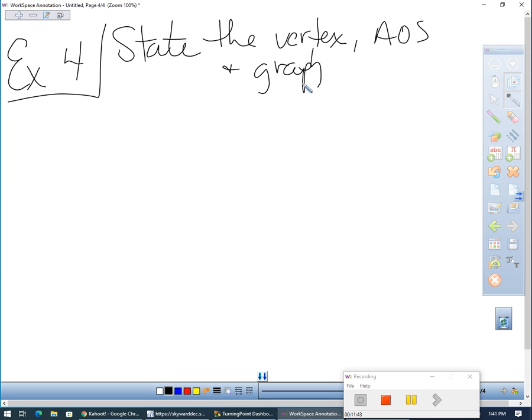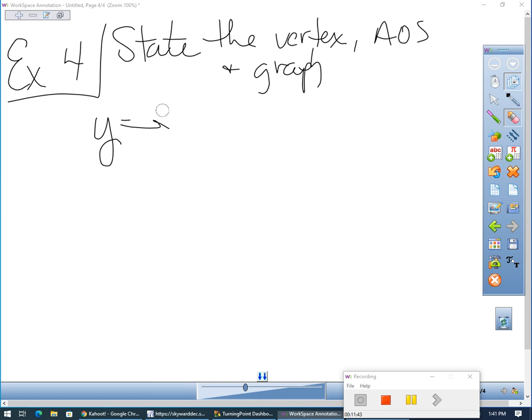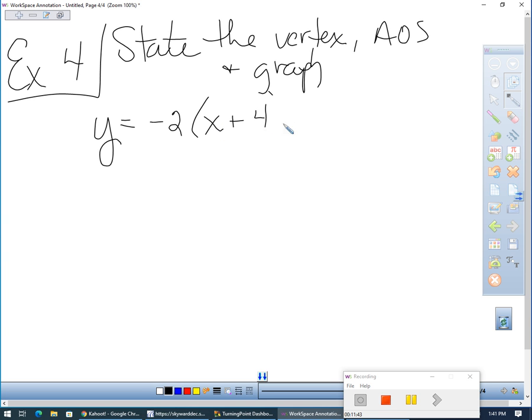And let's go with y equals negative 2 times (x plus 4) squared plus 1. So I'm making this a little bit tougher. All right, so first thing we need is the vertex. What is my vertex for this parabola? Very good. Nice job. Negative 4, 1.